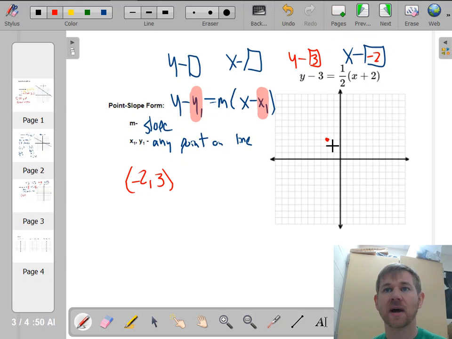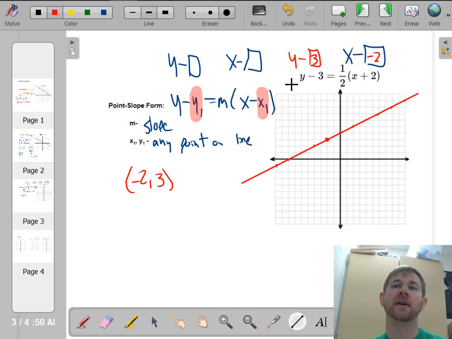You don't start on the y-axis necessarily. You can start anywhere. Negative 2, 3. Then I'm going to count my slope. So just like slope intercept, I'm going to go up 1 over 2, up 1 over 2, and I'm going to do that as many times as I can. Up 1 over 2, up 1 over 2, up 1 over 2. Down 1 left 2, down 1 left 2, down 1 left 2. And now I have all those points, I can go ahead and draw my line.